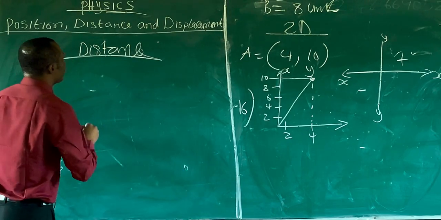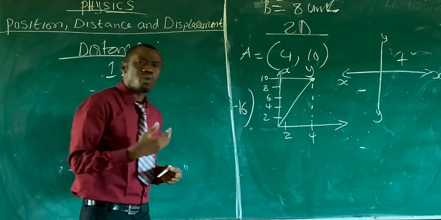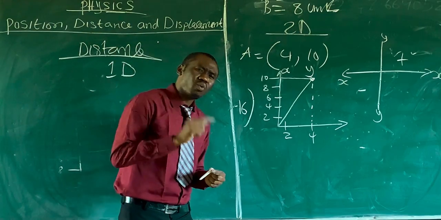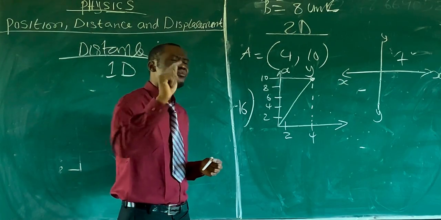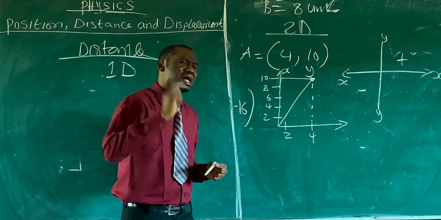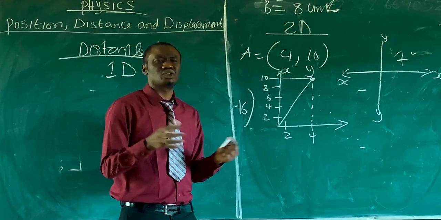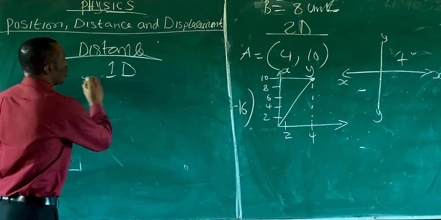So let's take distance under 1D. Distance is a scalar quantity, and in a scalar quantity, we have magnitude but no direction. When something is a scalar quantity, it has magnitude without direction. Let's take distance under the 1D.